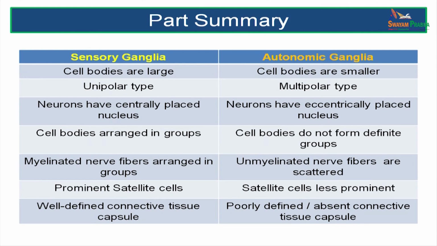In the sensory ganglia, cell bodies are arranged in loops or clusters, whereas in the autonomic ganglia, cell bodies do not form groups and they are scattered. Sensory ganglia have myelinated nerve fibers in groups, whereas autonomic ganglia have unmyelinated fibers scattered. In sensory ganglia, the cells have prominent satellite cells around them, whereas in autonomic ganglia, the ganglion cells have satellite cells which are less prominent. Sensory ganglia have a well-defined connective tissue capsule, whereas autonomic ganglia have an almost absent connective tissue capsule.